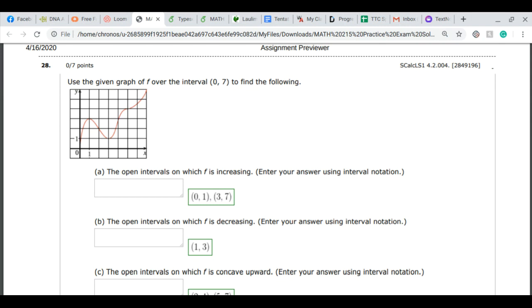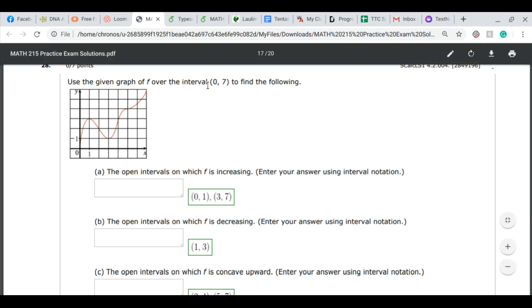Well, just look at the graph here. Remember, we're given f. We're trying to find the intervals when f is increasing. Now, it's important to remember here, f is defined only in this interval from 0 to 7. The open intervals on which f is increasing. It's increasing from 0 to 1.